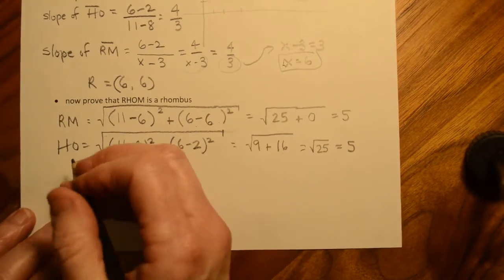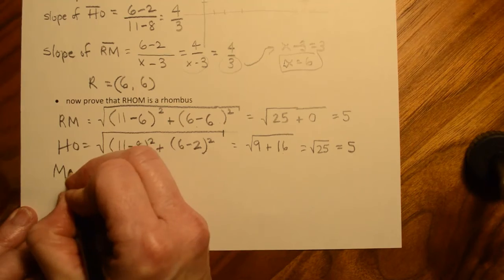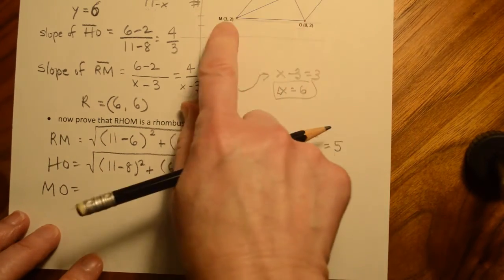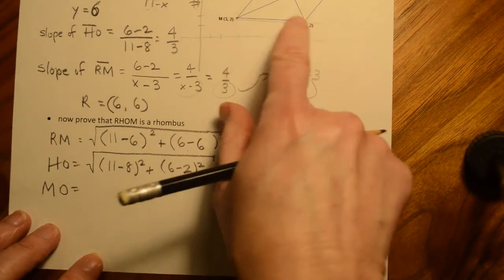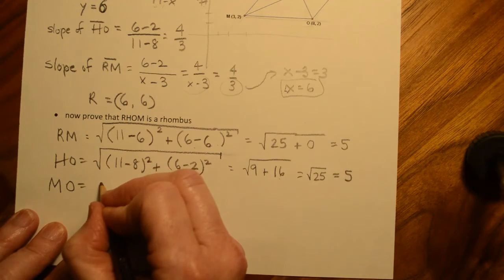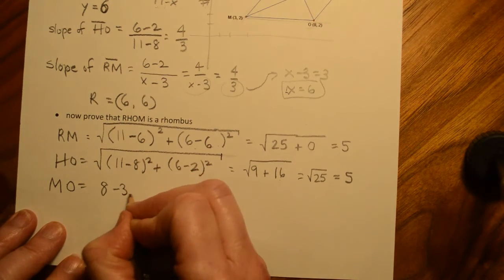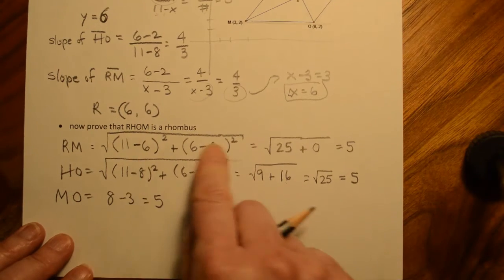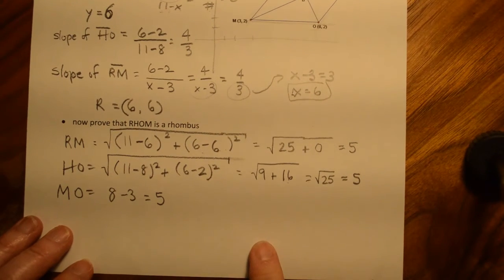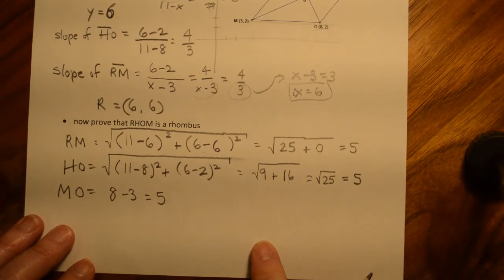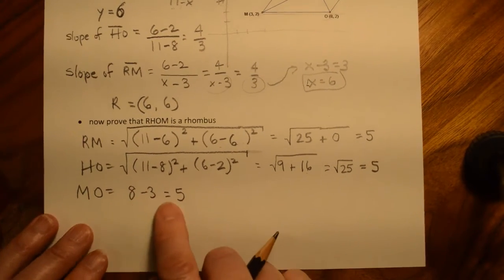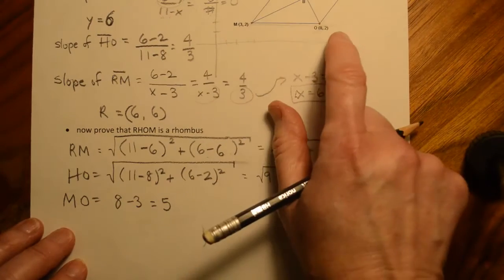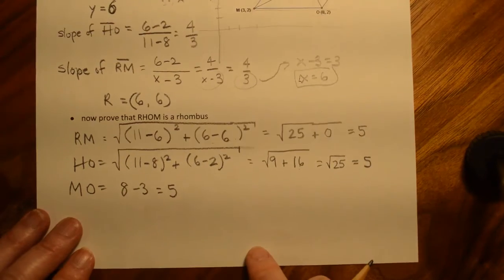Now again, for here, MO, I'm just going to do the shortcut there and say, since this is a horizontal line, I just have to find the distance between the x coordinates. So it's just going to be 8 minus 3 is 5. Again, feel free to keep doing that just for the practice, use the distance formula, just so that you get comfortable with it. But really, we don't need to do that. We can just do the distance between the x coordinates.